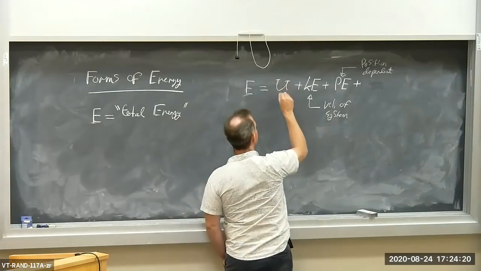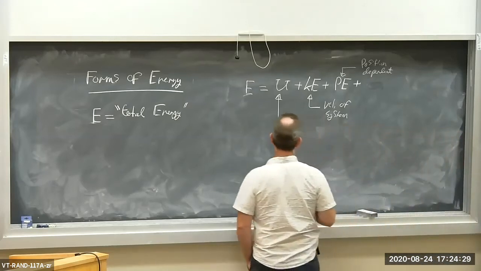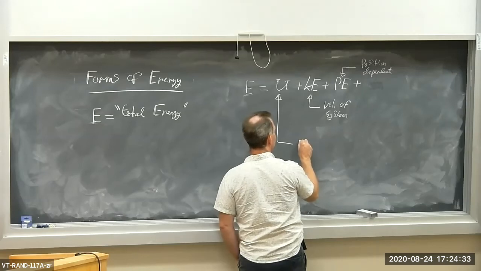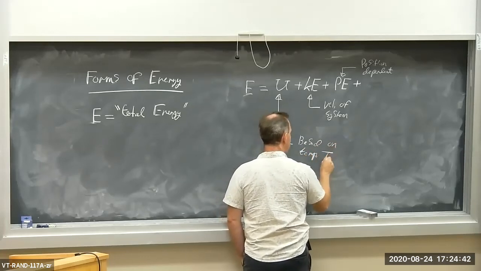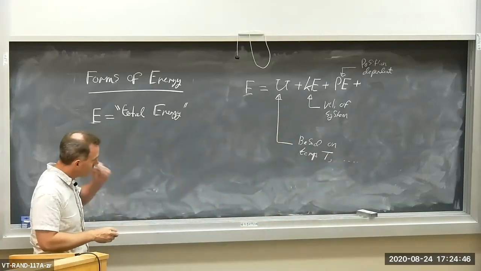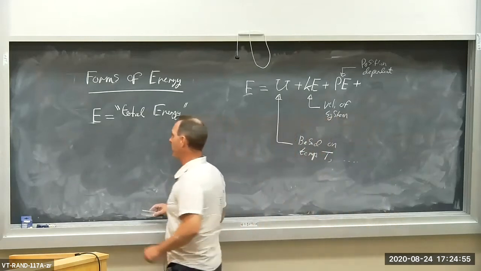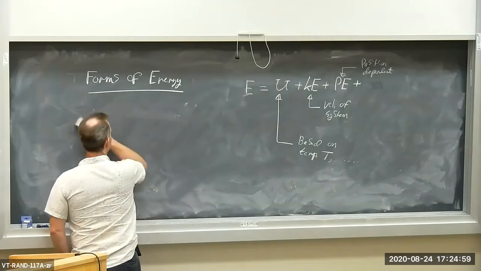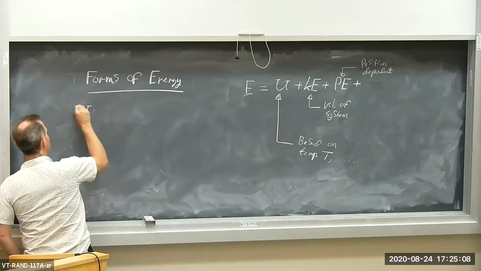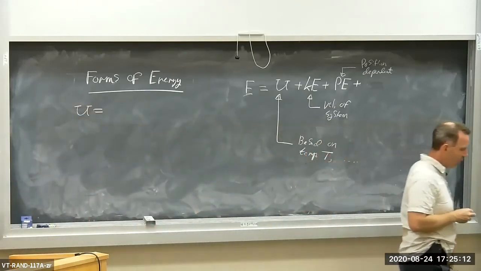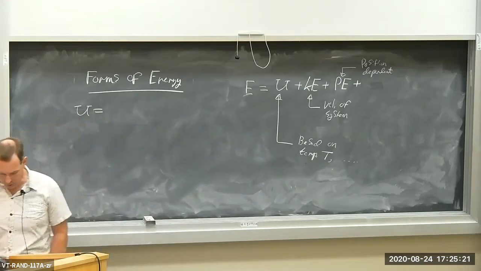There's internal energy, which is a function of temperature, T, and a bunch of other stuff. Now, what might some of this other stuff be? I'm going to break internal energy, U, into some individual parts. It's based on the temperature, or how hot the system is, and a bunch of other stuff. What is some of this other stuff?